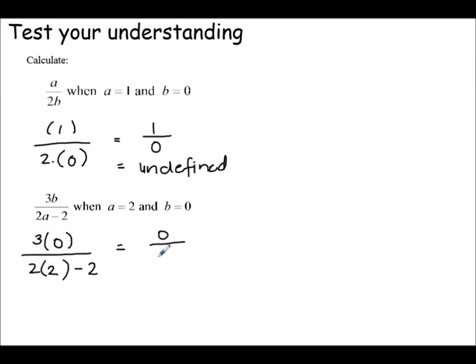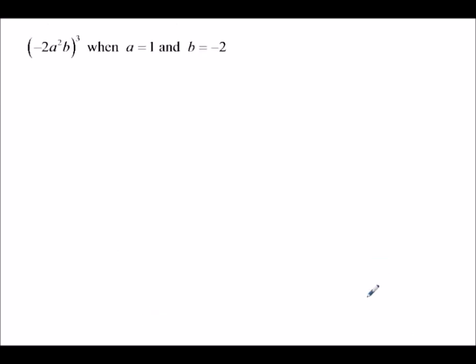2 multiplied by 2 is 4. 4 minus 2, so I will have 0. 4 minus 2 is 2. 0 out of 2 is 0. Let's look at the next example.